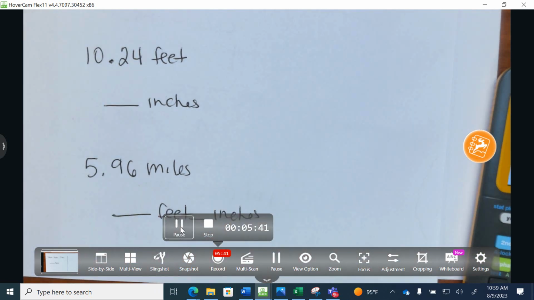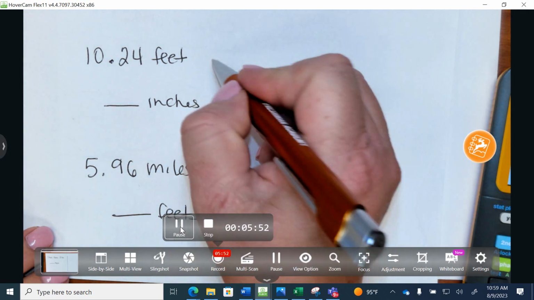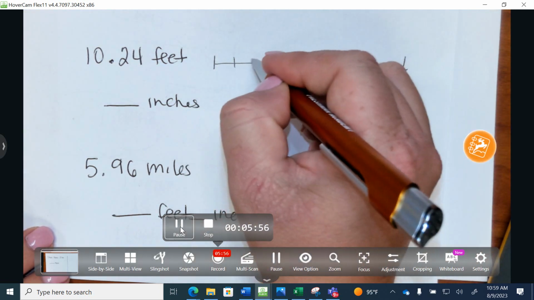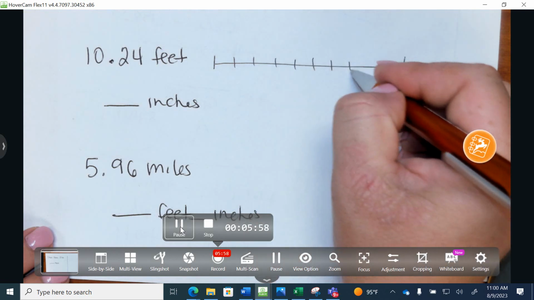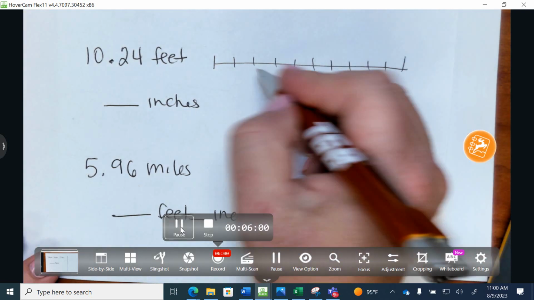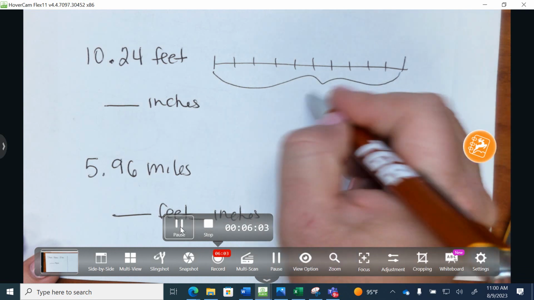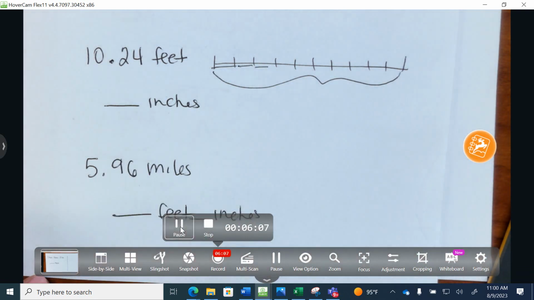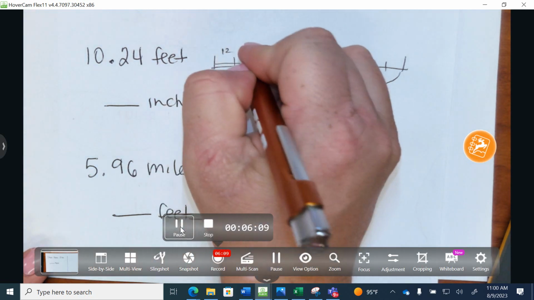Please write down 10.24 feet. We're going to convert all into inches. So again, if you're a visual learner like me, I'm going to separate this, and we have 1, 2, 3, 4. Everybody has different learning styles. This represents 10 feet. Each one of these is a foot. Well, how many inches are in 1 foot? 12. So each one of these has 12.